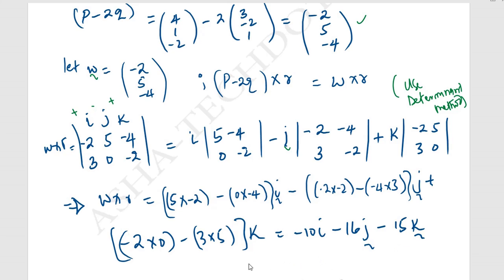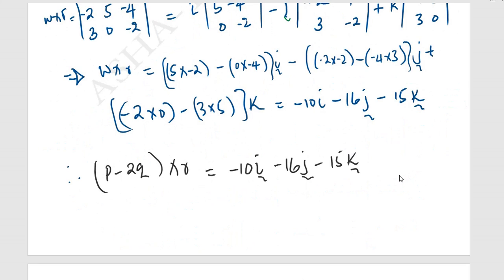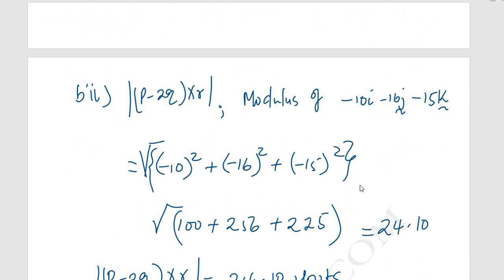So a cross product will always give you a vector, unlike a dot product that will always give you a number. And this is why we call it a cross product or a vector product, and the dot product we call a dot product or a scalar product. So that means if I have p minus 2q crossed with r, then I'll get negative 10i minus 16j minus 15k. What about getting its modulus?